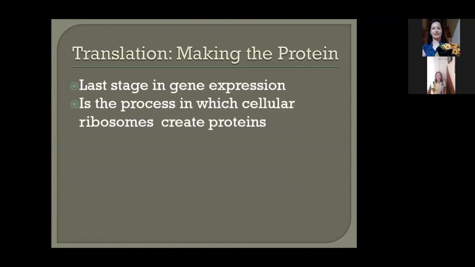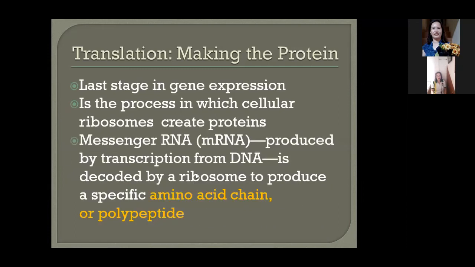And it is the process in which cellular ribosomes create protein. How? Let's see, because ribosomes are located in the cytoplasm. So this messenger RNA, which is the product of the transcription, is decoded by a ribosome to produce a specific amino acid chain, or what we call a polypeptide.